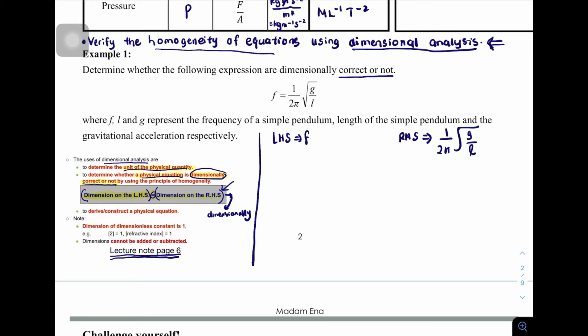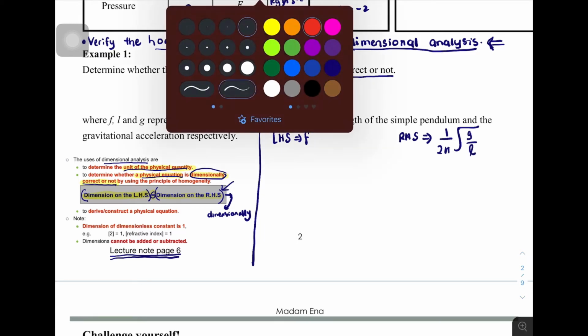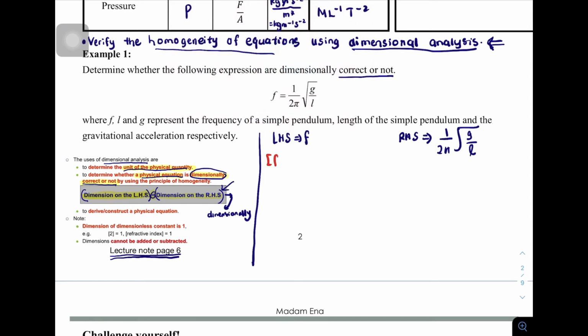Okay, so let's look at their dimension. The dimension for frequency: we know that frequency has units per second. So the dimension for frequency is T negative 1. For the right hand side, if you have constants like this, you can ignore them in your calculation when checking the dimensions of the equation.